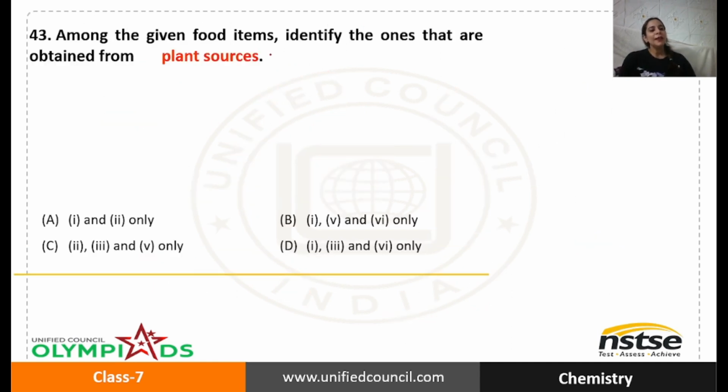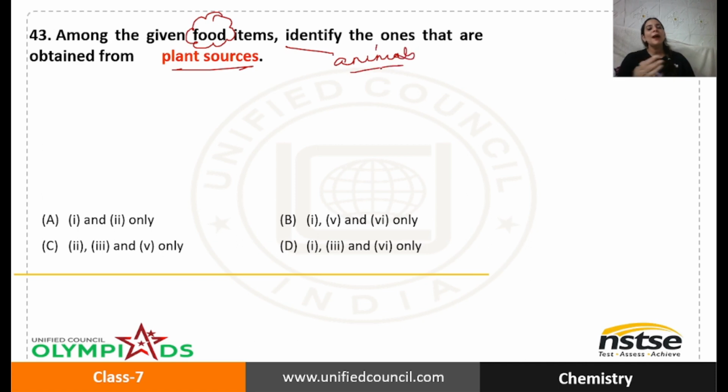Among the given food items, identify the ones that are obtained from plant sources. We have already discussed that food is very important for us, for all the living beings, because it helps us to grow, it helps us to develop immunity. So whatever you are doing, we need food for it, because without energy you cannot do anything, and you get energy only by eating food. So food can be obtained from plants and also can be obtained from animals.